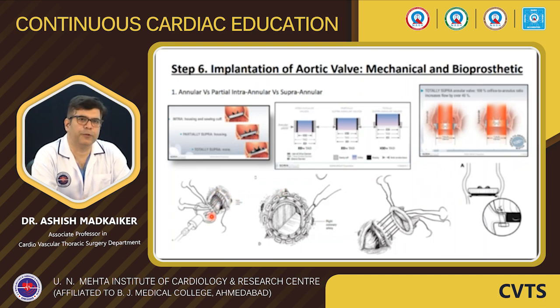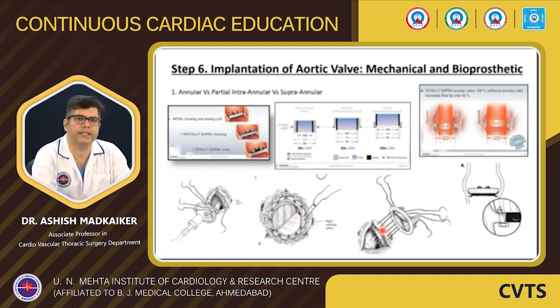So if we are planning to place an intraannular valve, then we need to take horizontal pledgeted stitches as shown here, which are everting in nature. So the pledget remains on the aortic side and the sutures come out below towards the LV side and then go through the valve. And once the valve is seated, it remains in intraannular position.